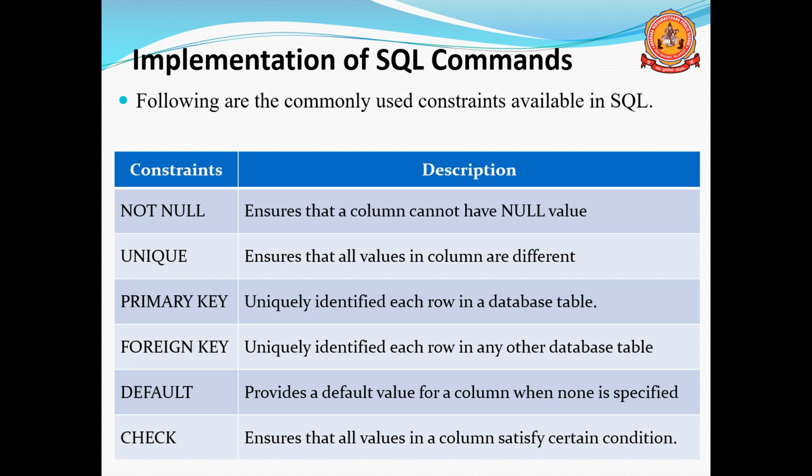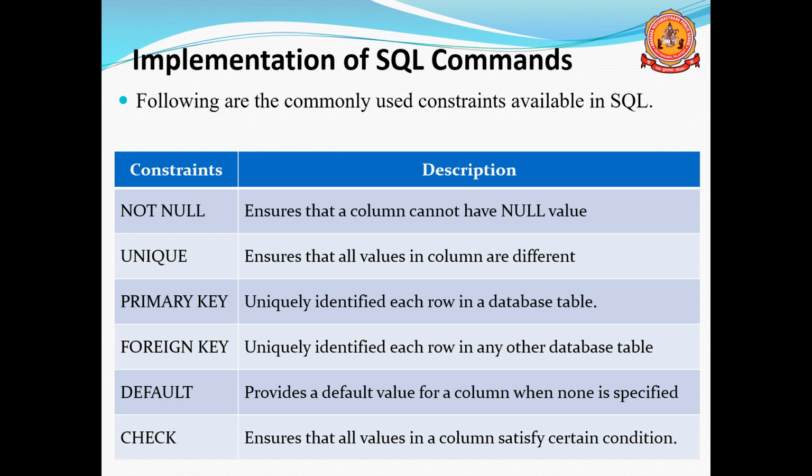And the next one is default. Default means provide the default value. It will provide the default value for a column when none is specified. Sometimes we are not specifying any data in a column. If we are not specifying any data, then we can provide the default value. For that purpose, we mainly use the default constraint.